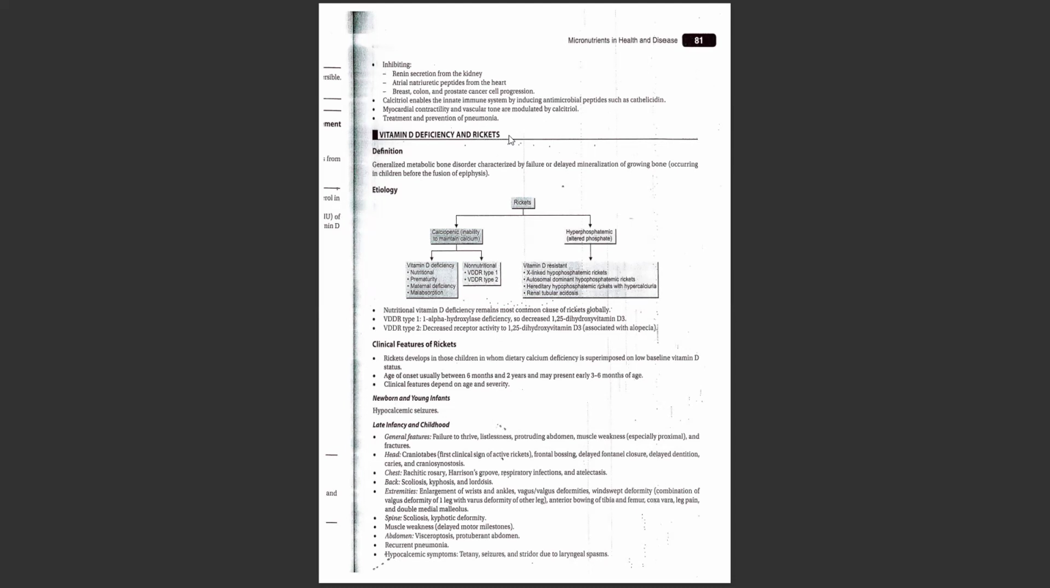Then moving on to the main topic, that is vitamin D deficiency rickets. It is most commonly asked in the university exam: the clinical and radiological findings of rickets, and what is refractory rickets, non-nutritional rickets. So this is an important topic. First we will start with vitamin D deficiency and rickets. So first we have the definition.